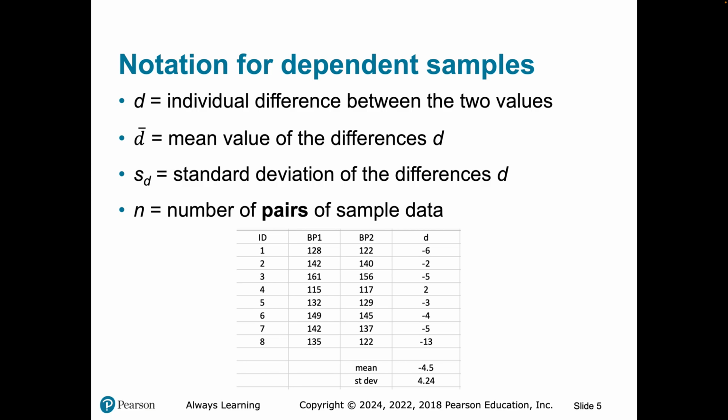So again, circling back to what I said a while ago, it's not the difference of the means, but it's the mean of the differences. SD is the standard deviation of the differences. In this case, it's 4.24. And n would be the number of pairs of sample data, which in this case would be 8.